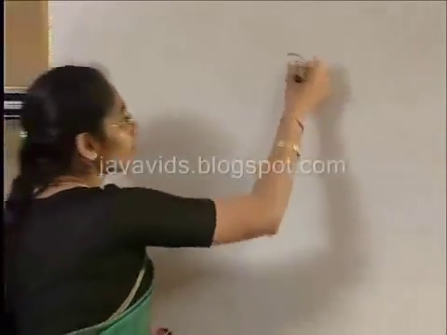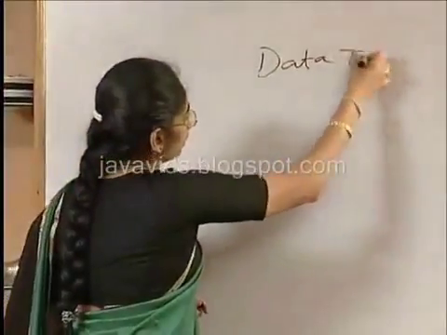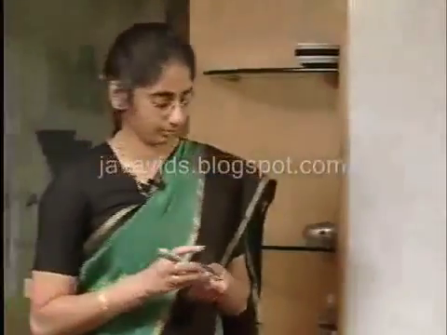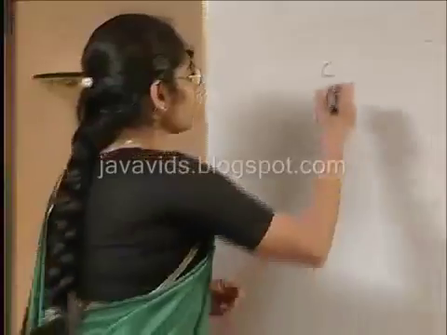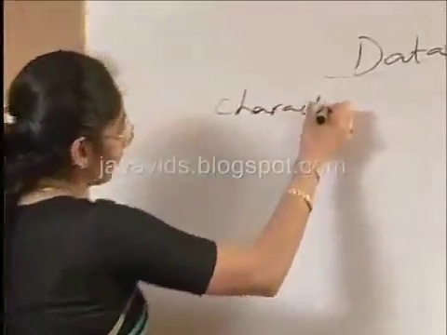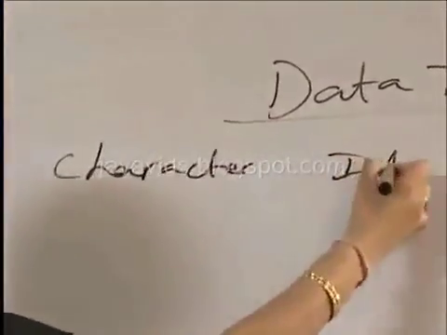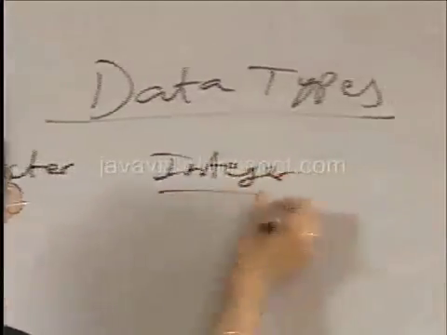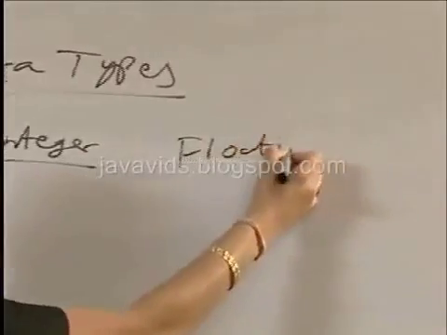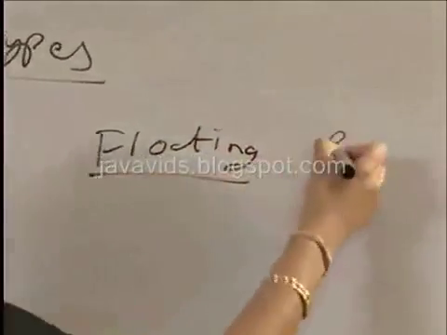So let's now look at what are the different data types and modifiers available in Java. So first, let's look at the data types. We have the character data type, integer types, floating, and Boolean.